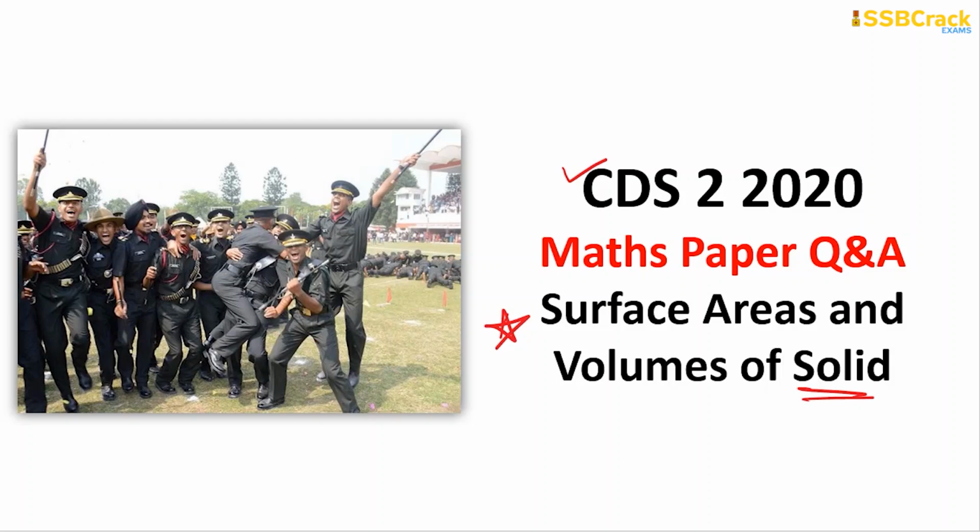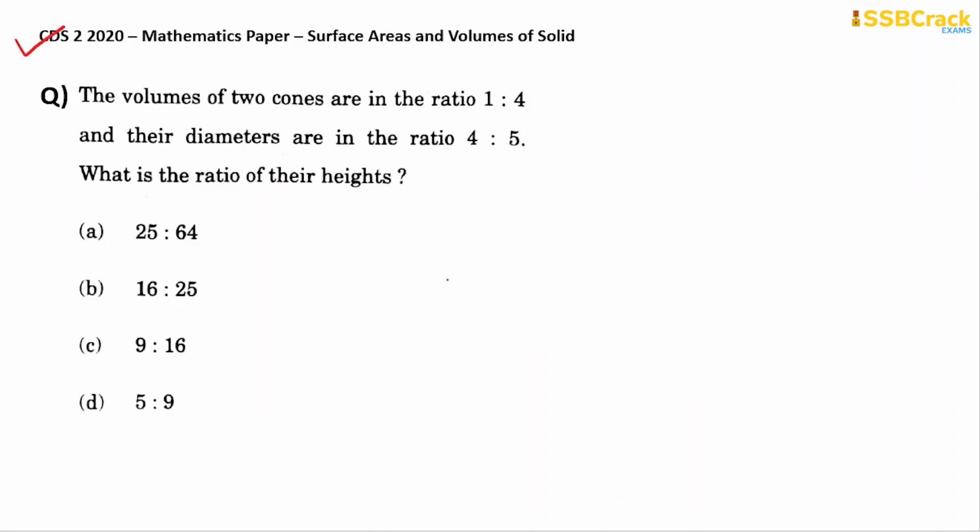So here is the very first question that was part of the Series 2 2020 mathematics paper based upon the topic of surface areas and volumes of solids. Alright, so the question was: the volumes of two cones are in the ratio 1:4.